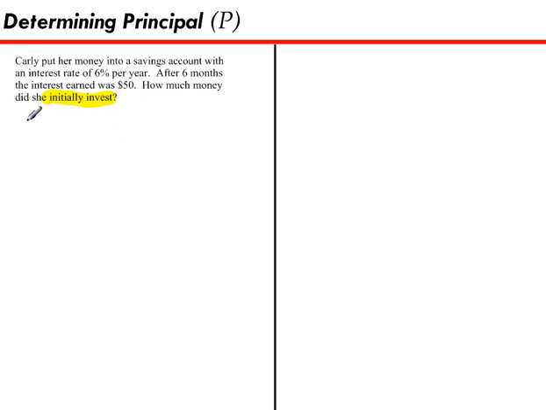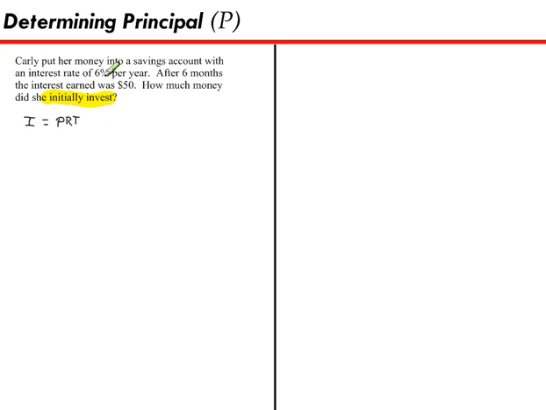And if you'll remember our simple interest formula, it looked something like this. We had I for interest equal to P, the principal, times R, which is the rate, times T, the time, or the amount of time that it sat in an account gaining interest. So we know we're going to be solving for P this time. So we need to come up with a value for I, R, and T.